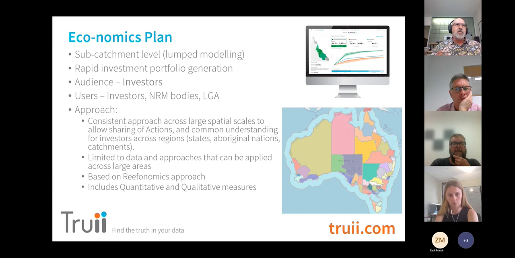So economics plan, at sub-catchment level, means we're lumping things up, and the purpose here is rapid investment portfolio generation. Our target audience are investors in NRM, and the users of the tool are those same investors, but also the high-level bodies that support them, so natural resource management bodies and local government authorities. It's a relatively high-level and generalised modelling approach, and we're intending to base it largely on the approach that we've used in the Reefonomics platform. We've got both quantitative and qualitative measures within here, but we've covered those in earlier sessions.